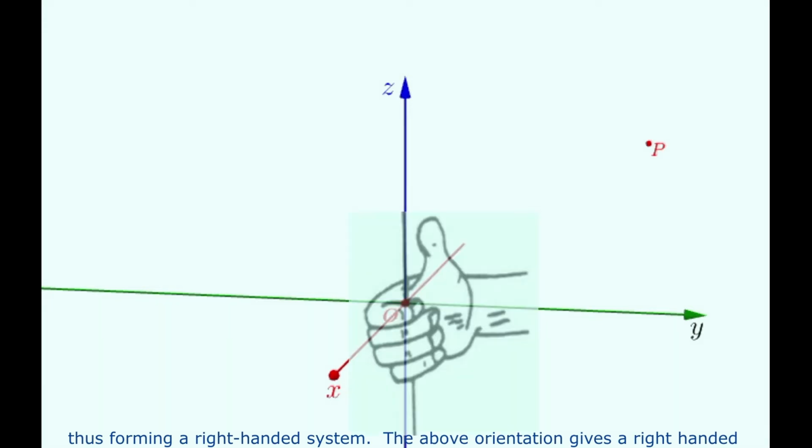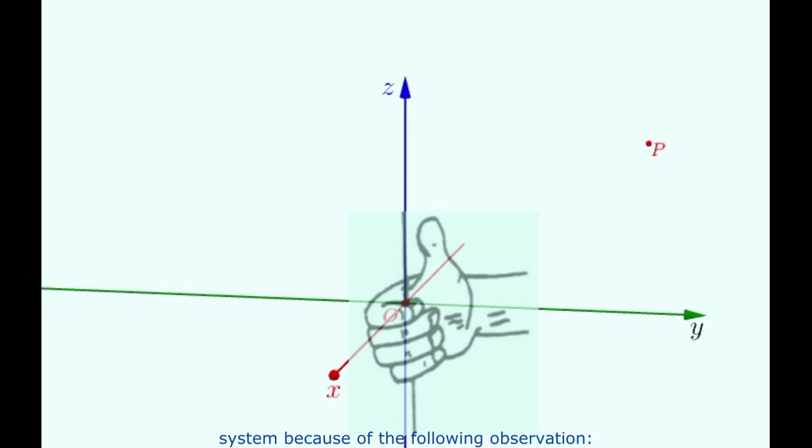The above orientation gives a right-handed system because of the following observation. Place your fingers in the direction of the positive x-axis and rotate them in the direction of the y-axis. Your thumb will point in the direction of the positive z-axis.